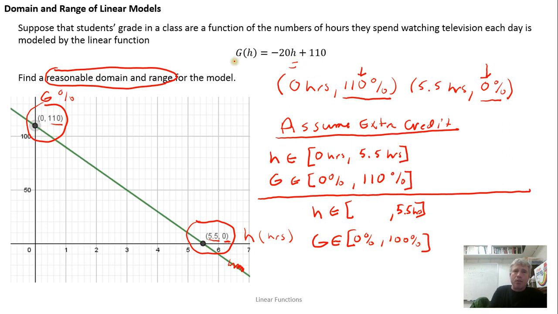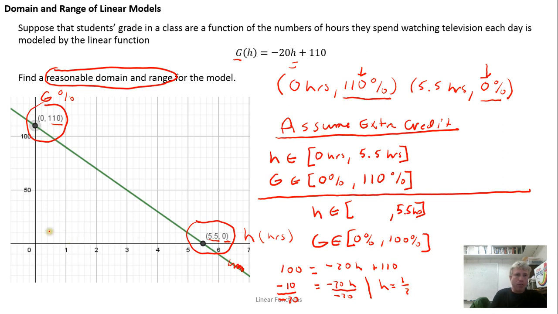So we go back to our model and our grade. If our grade is 100%, then this will equal negative 20 times h plus 110. So we would subtract the 110 from both sides, which would give us negative 10 on the left-hand side, equaling negative 20 times h. And then divide both sides by negative 20. And this is going to give us h equal to negative 10 divided by negative 20, which is 1/2.